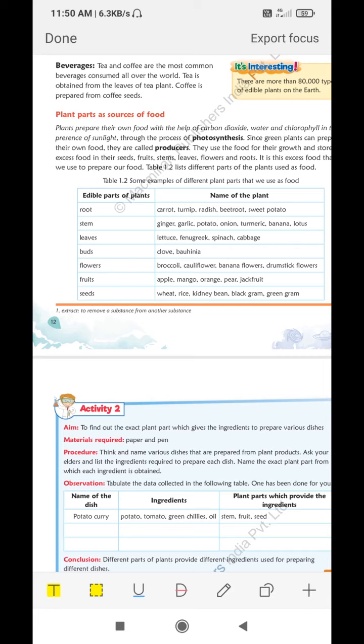Seeds, we are getting some food items from seeds also. So some ingredients of food from seeds. Those are wheat, rice, kidney bean, black gram, green gram. These are seeds of the plants. And fruits: apple, mango, orange.